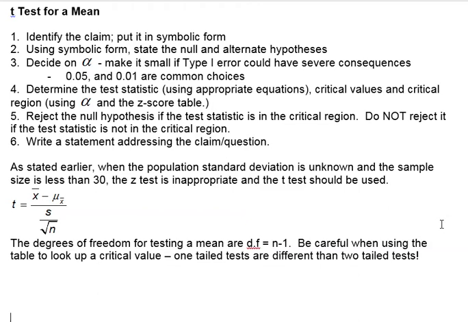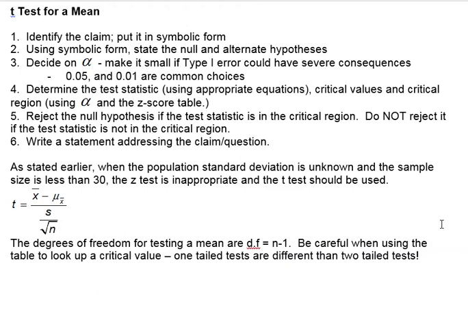Step 5, reject the null hypothesis if our test statistic is in the critical region. Again, this is our decision step. If you choose to do this with the p-value method, it's still going to be rejected if the p-value is less than alpha. And 6, write a statement addressing the claim or the question. So same as before. The only difference is, because we don't know the population standard deviation in many cases, we end up using the t-test instead of the z-test.